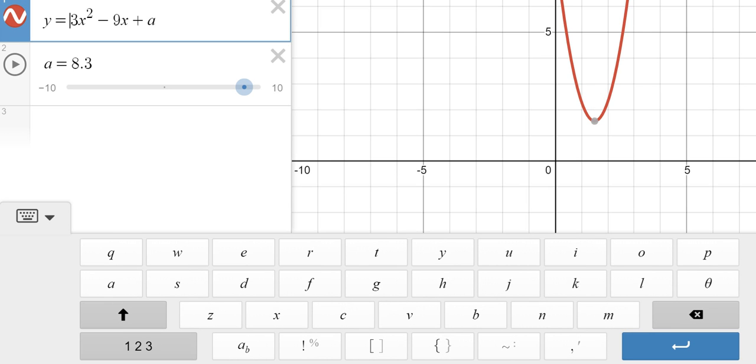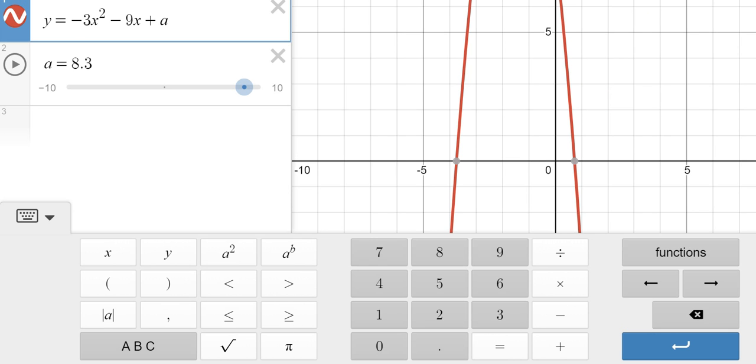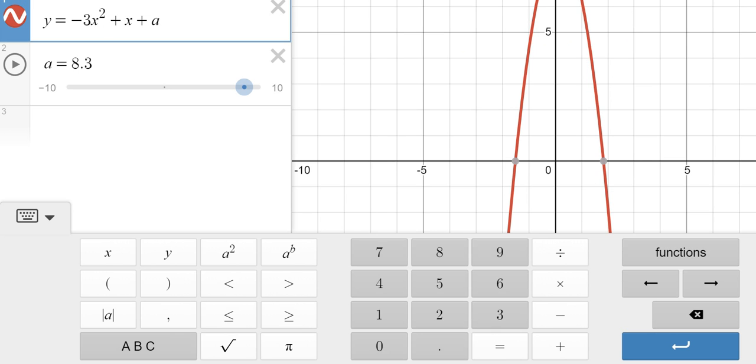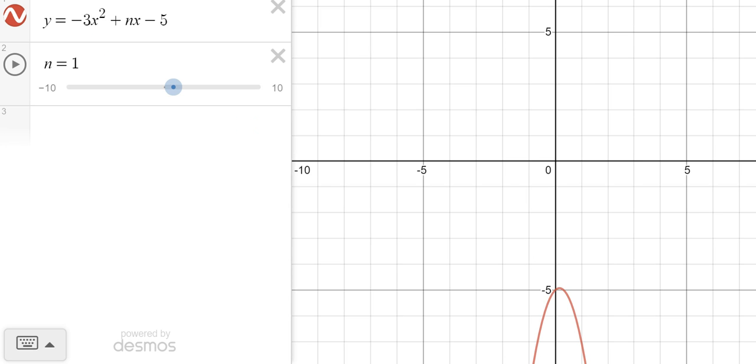Okay, negative 3x squared plus nx, then minus 5. Okay, add slider. So here we have the graph of y equals negative 3x squared plus nx minus 5, and I have a slider over here. We see that as n changes, the graph changes, right?